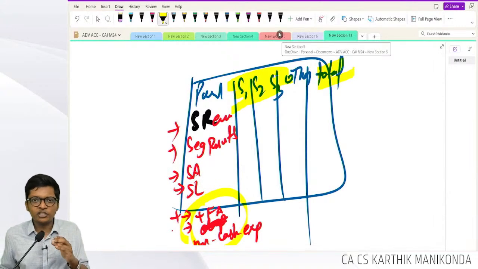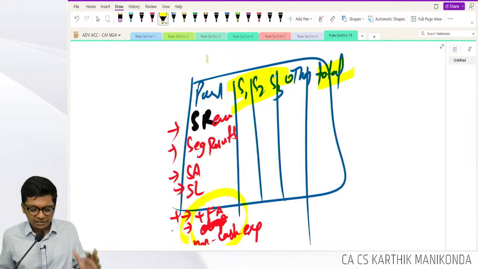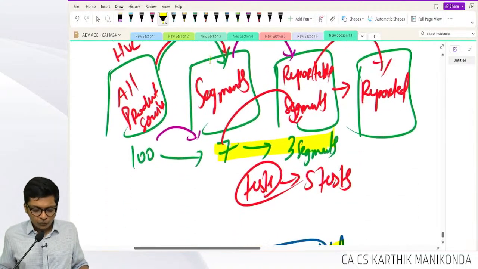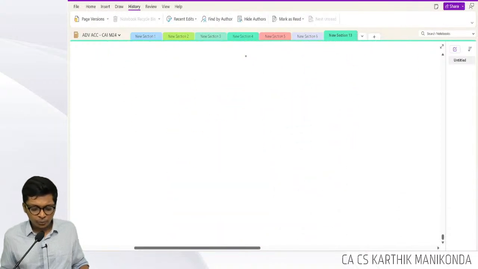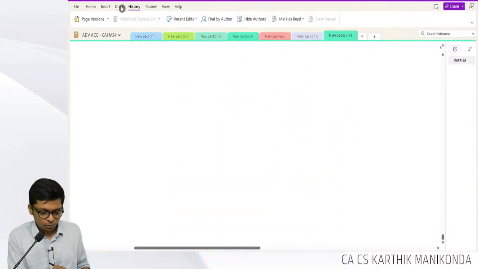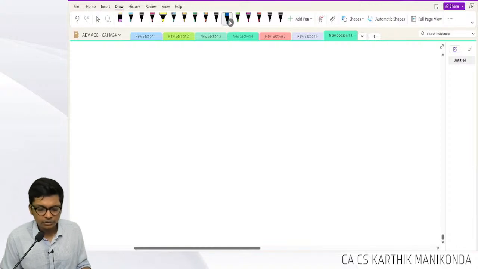Addition to fixed assets, why are we showing it? To see in which segment more investment is made. Fine. Sir, I want to focus on the exam. I gave you an overview of the standard and the 5 tests. That is the most important thing. That's why I am going to focus now on these 5 tests. Okay.